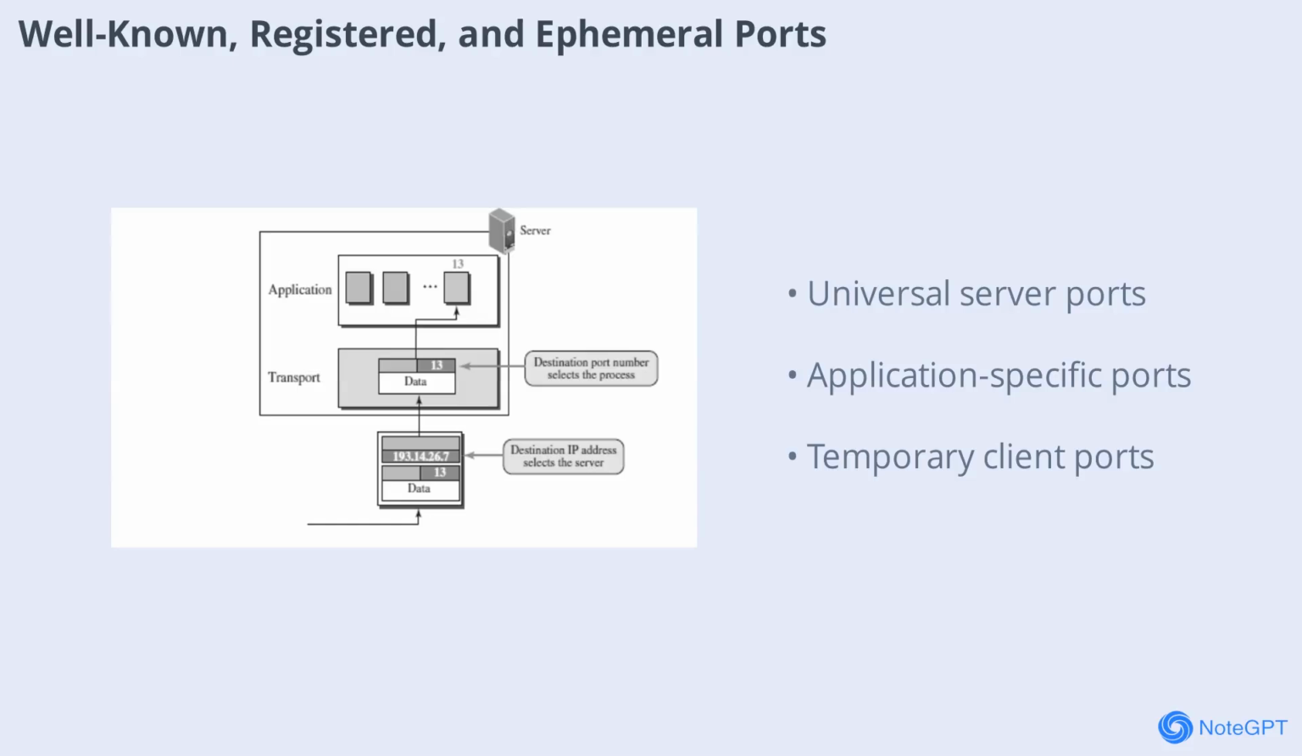Registered ports, 1024-49151, are not assigned or controlled, often used by specific applications. Ephemeral ports, 49152-65535, are temporary and typically used by client processes for short-lived connections. This structured approach to port allocation prevents conflicts and supports a wide range of network services.